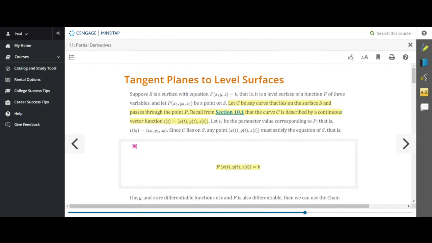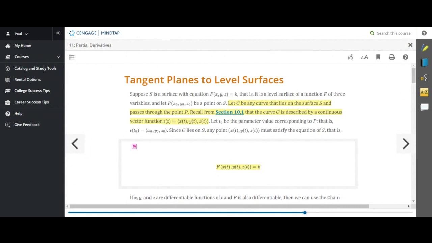Okay, tangent planes to level surfaces. Remember, a level surface is what you get if you take a function of x, y, and z and set it equal to a constant, you're going to get a surface. If you set it equal to a constant k and change the value of that constant, you're going to get different level surfaces.